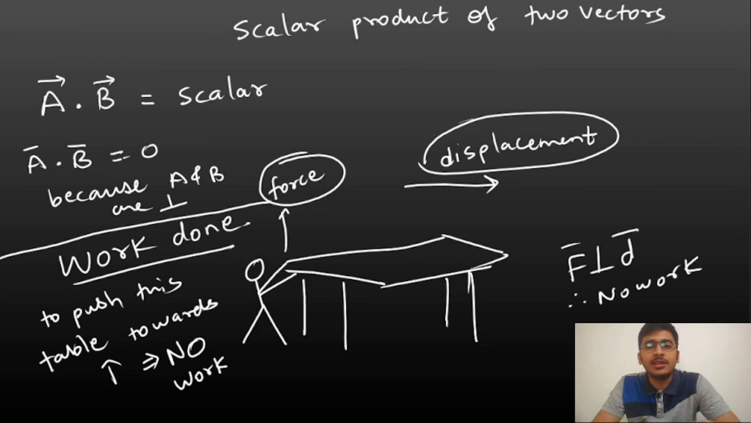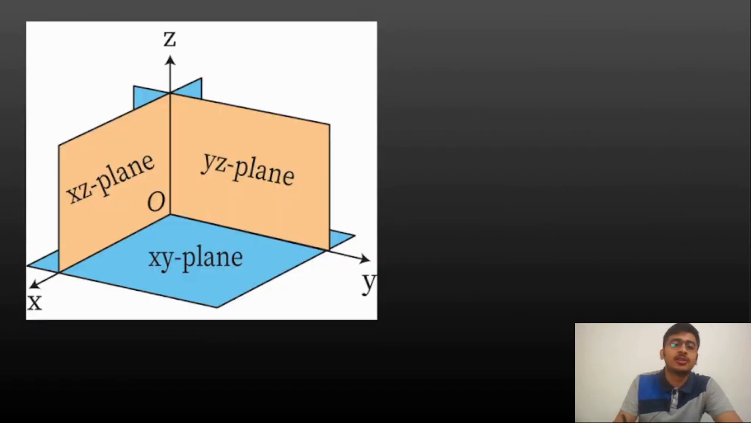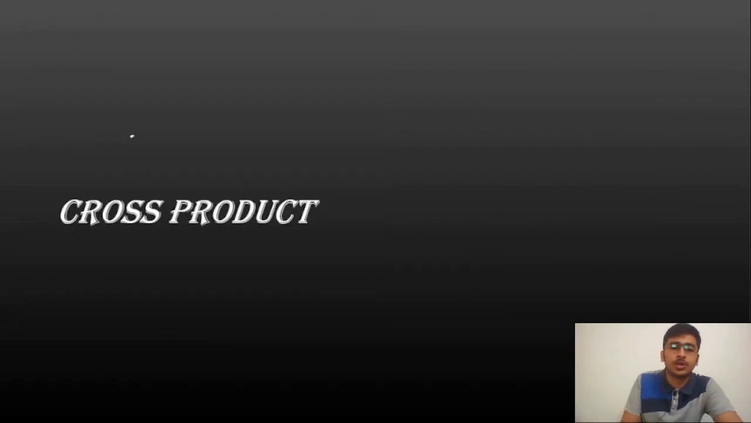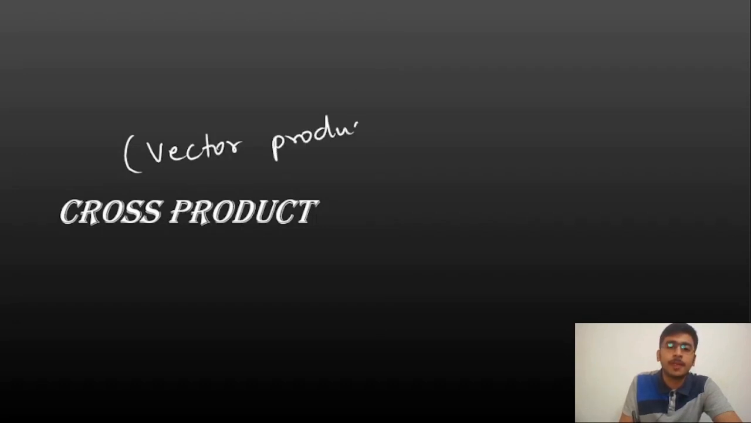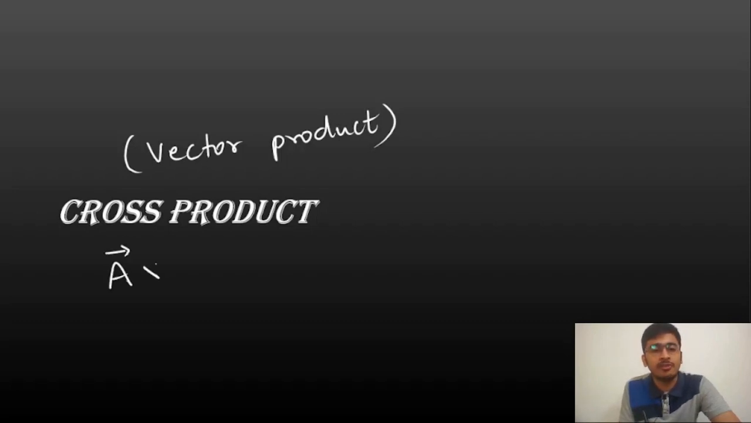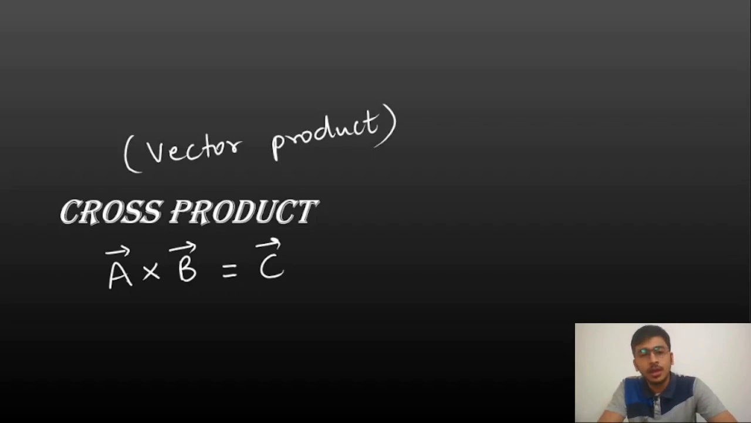The way scalar product of two vectors gives us how much one vector influences the other vector, cross product of two vectors is the vector product. What is this vector product? It says that if I have two vectors, A vector, and I am doing its cross product with another B vector, it gives me another vector as an output, C vector. So what are this A vector, B vector, and C vector? Let's understand.